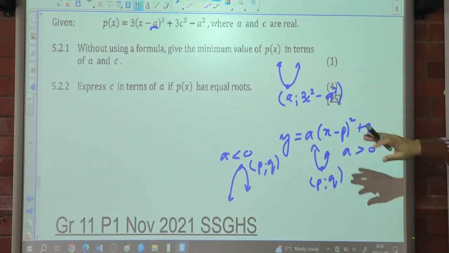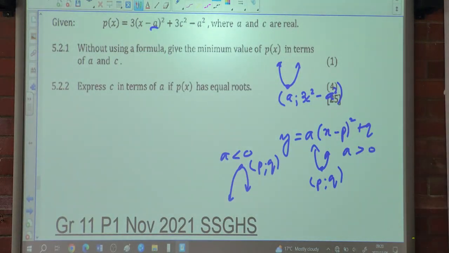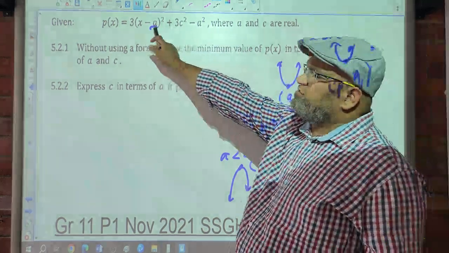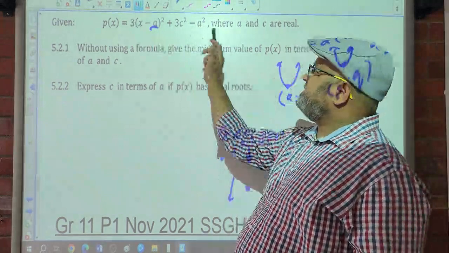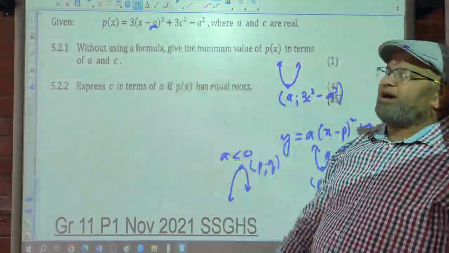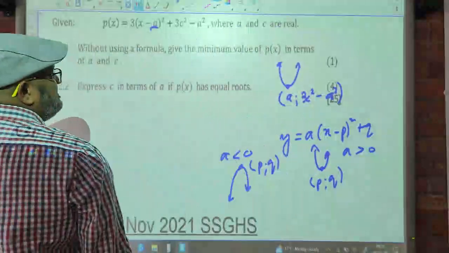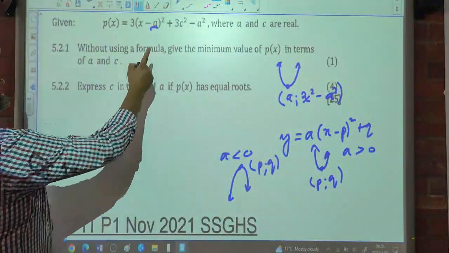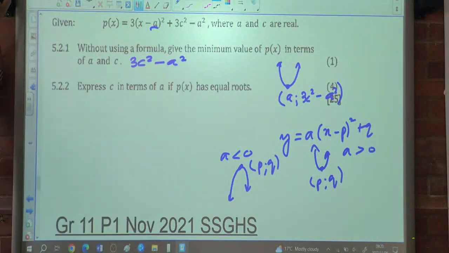Now this p of x is written in that form. So of course that is the value at which the minimum or maximum value occurs, and because that is positive, it's a minimum, and that's the corresponding y value. So what is the question? Without using a formula, give the minimum value of p of x in terms of a and c, and that is of course 3c squared minus a squared. That's the answer that you're looking for.